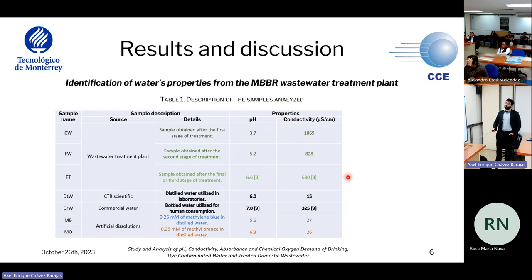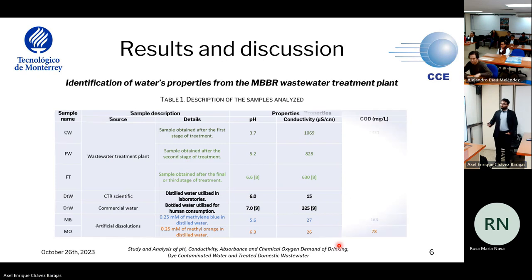Okay. Now, if we compare this result with the drinking water examples, we can see how the distilled water has the least conductivity in comparison with the others. And talking about the drinking water sample, this value of conductivity is expected because of all the ions that this water has, all the ions that we need for human consumption. In comparison with the artificial solutions, of course, you can see how there could be a double increment, between 15 and almost 30 for one of the dyes. Okay.